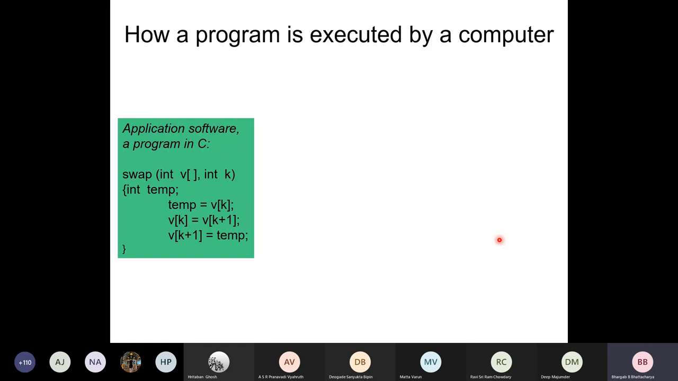All right. So tell me, suppose you write a program in C, which is a very simple program that performs swapping of two variables. You have two variables, V and K, and the contents of these variables are getting interchanged. You have written a program in C. Now tell me, when you write a program like this, how would it be executed by a computer?